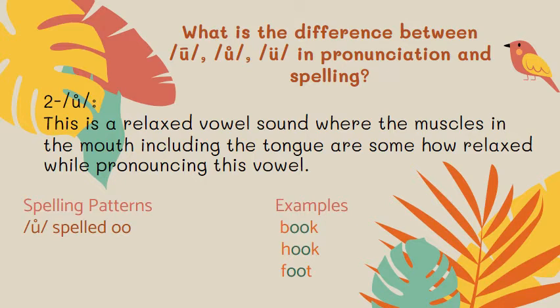Now we move to the second pronunciation. This is a relaxed vowel sound where the muscles in the mouth, including the tongue, are somehow relaxed while pronouncing this vowel. And it has only one spelling pattern, which is the double O. Examples: book, hook, foot. Okay? So here I have different pronunciation, and look, the U here has like a circle over it. This shows that I have the relaxed vowel sound. Book.